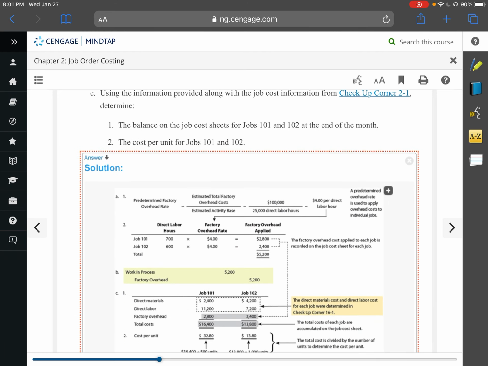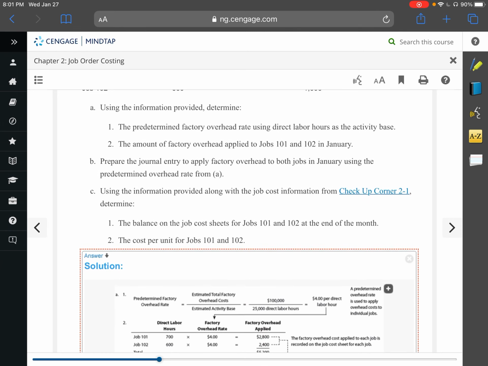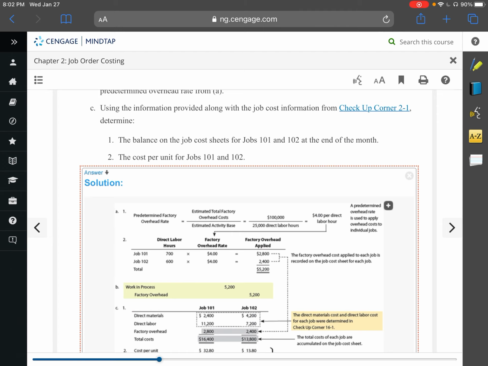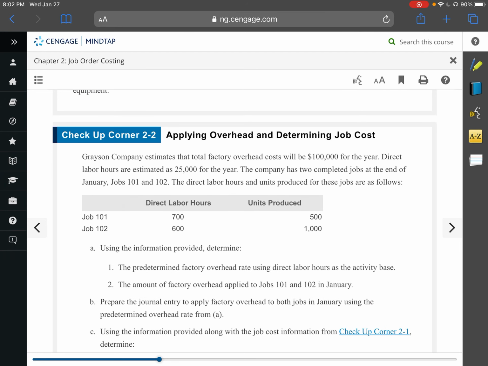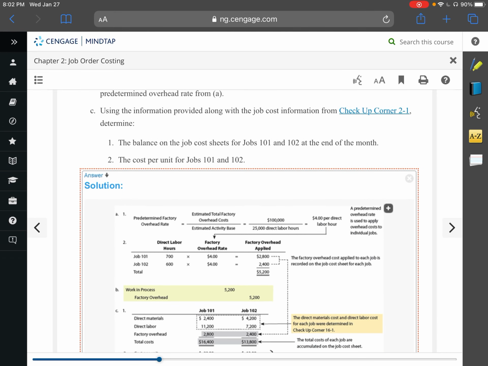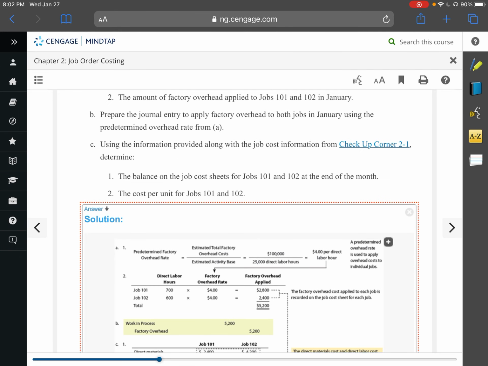So what would we do first? In part A, we need to figure out the predetermined overhead rate using direct labor hours as the activity base. We're going to start with estimated total factory overhead cost, and if you look up here, they give us that number. The total factory overhead cost will be $100,000 for the year. So we take that $100,000 and divide it by direct labor hours because that's what we're going to use as our activity base. $100,000 divided by 25,000 hours gives us a cost of $4 per direct labor hour. And that's going to be our applied overhead rate.